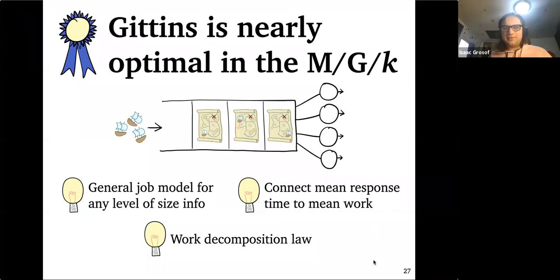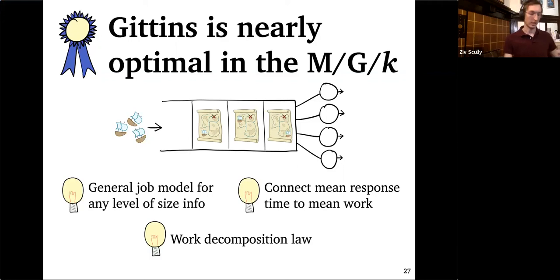I guess I have a question. You mentioned that this work decomposition law sort of falls out by surprise from the Gittins policy. Is there any reason to believe that any other rank function would have a work decomposition law like this? Could we walk backwards from "I'd like to have a work decomposition law" to the corresponding rank function?